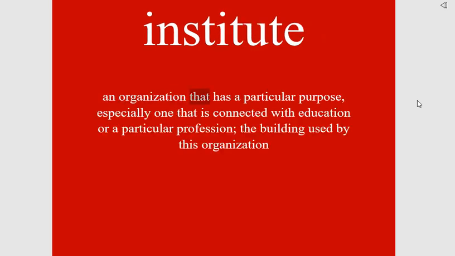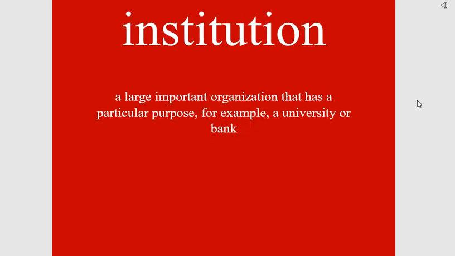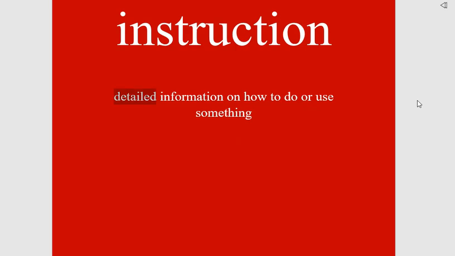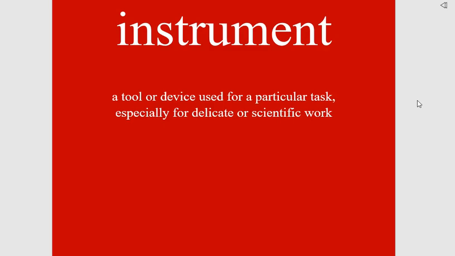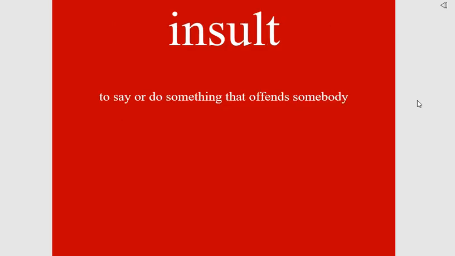Institute. An organization that has a particular purpose, especially one that is connected with education or a particular profession, the building used by this organization. Institution. A large important organization that has a particular purpose, for example, a university or bank. Instruction. Detailed information on how to do or use something. Instrument. A tool or device used for a particular task, especially for delicate or scientific work. Insult. To say or do something that offends somebody.